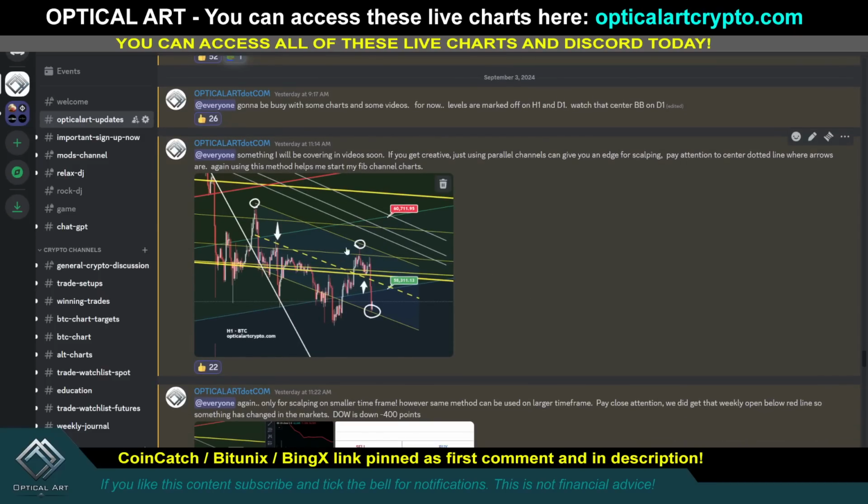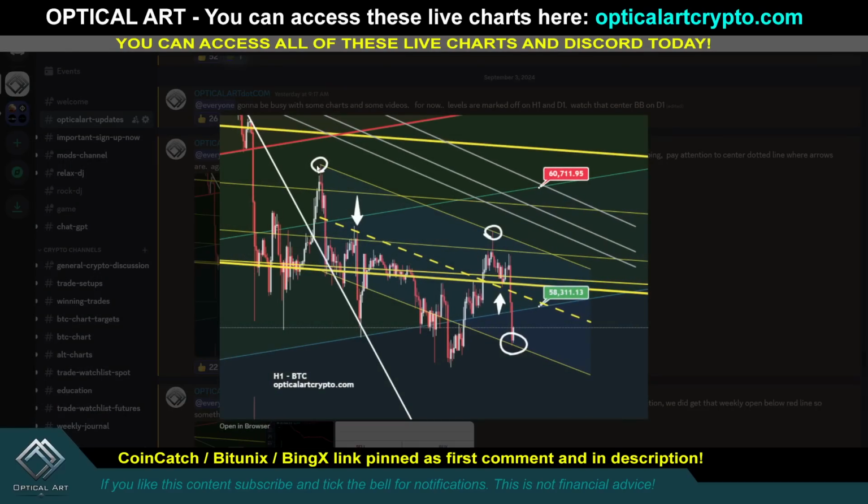So I want to show you how I did this. I'll be covering this in a video soon. If you get creative using parallel channels, it can give you an edge for scalping. I'm explaining it to you now, but I will show you in the actual video.